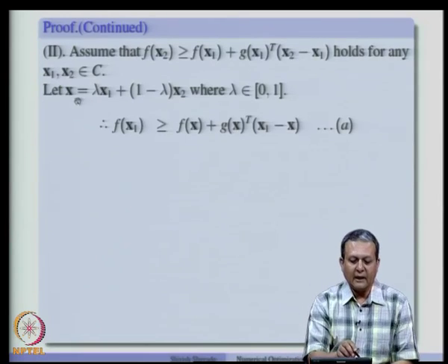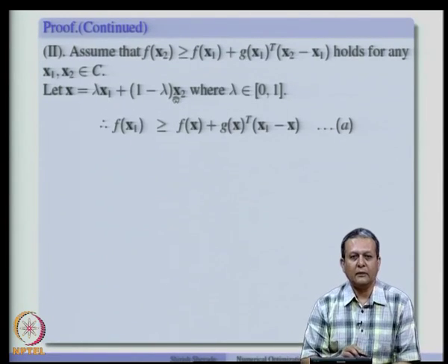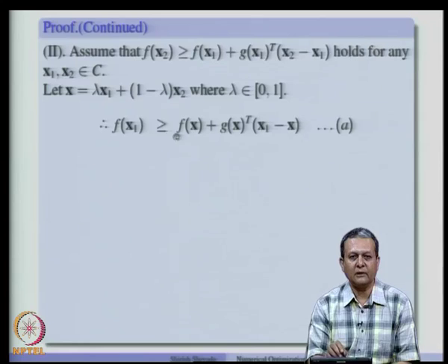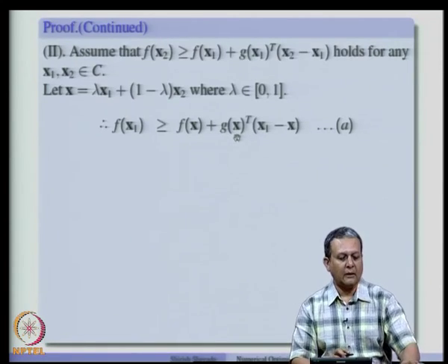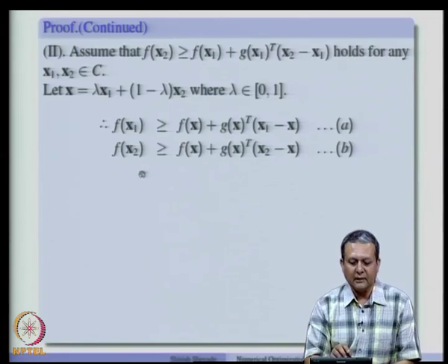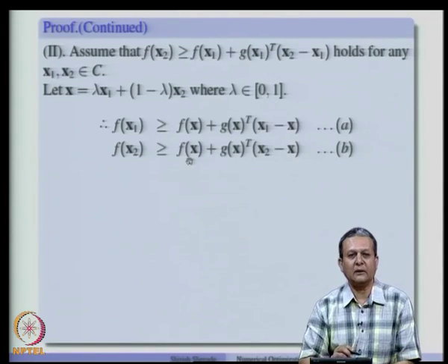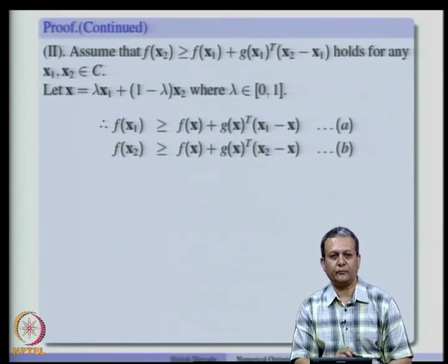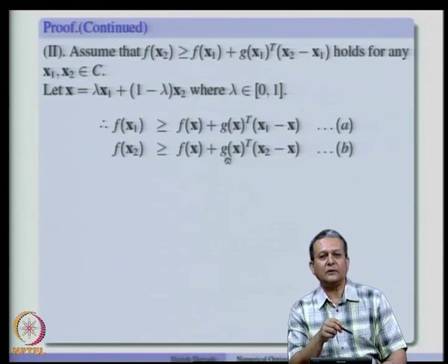So, suppose we take any x which is a convex combination of x1 and x2, then we can say that the inequality holds for x1 and x. So, f of x1 is greater than or equal to f of x plus gx transpose (x1 minus x). And similarly, we can say that the inequality holds for x2 and x, because x2 and x are again two different points in the set C.